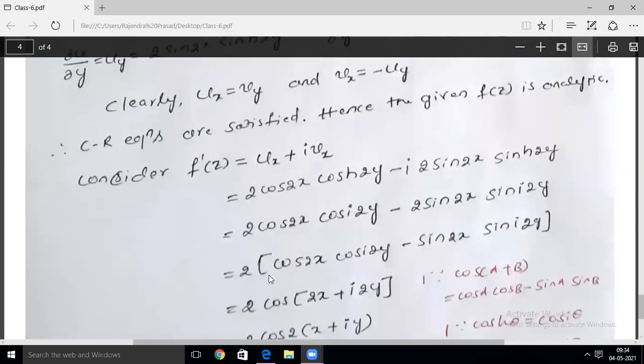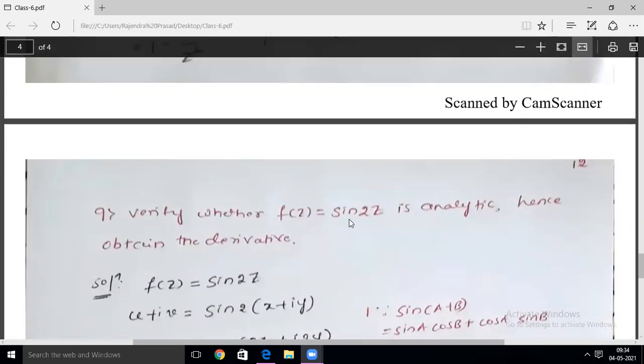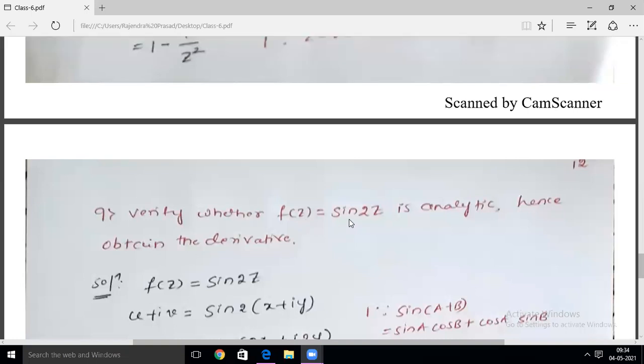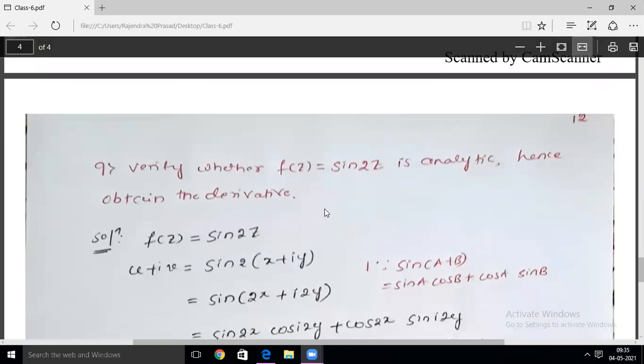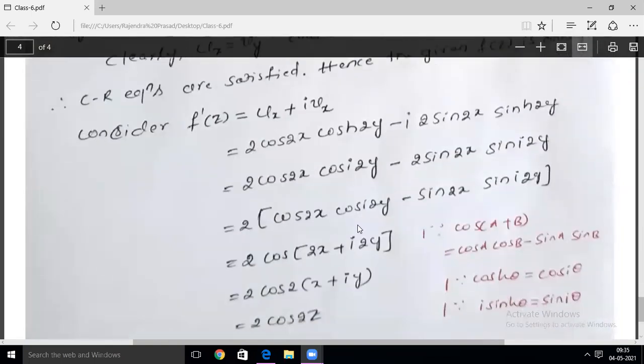We know that f(z) is equal to sin 2z. So the differentiation of sin 2z is cos 2z into 2, right? So the given function is analytic, and we have found its derivative.